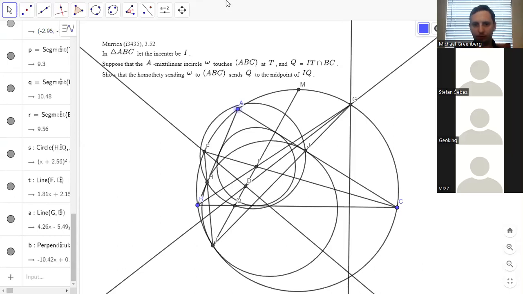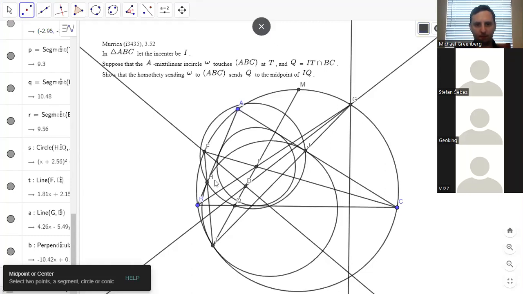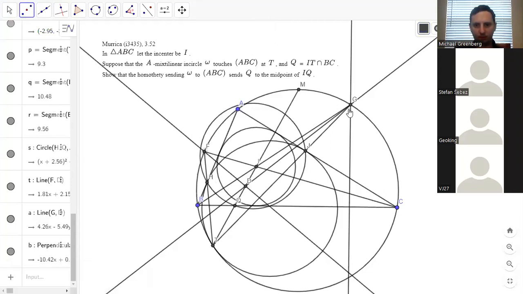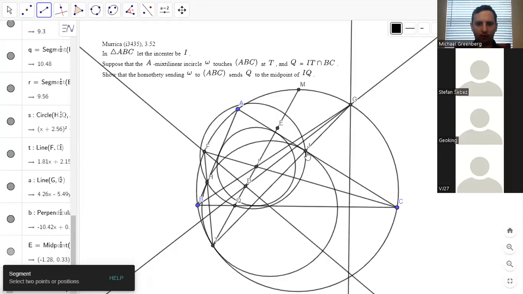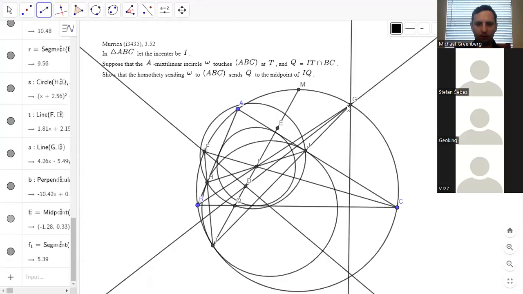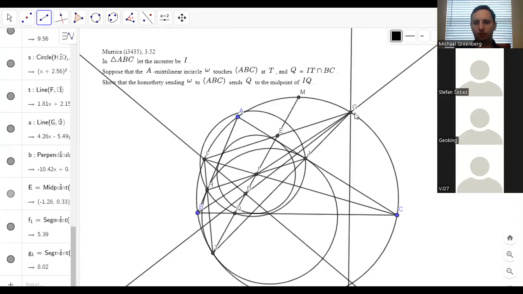Mark the midpoint of FG. Okay. So yeah, that's going to lie on this line, because since I is the midpoint of HJ, then the midpoint of FG is going to lie on that. I is sent to E, that's true.